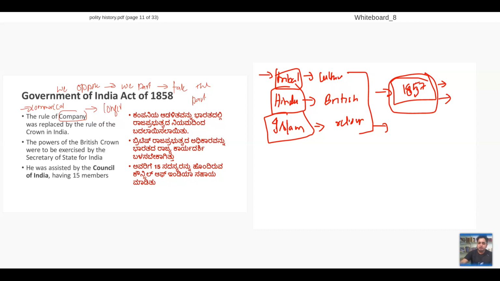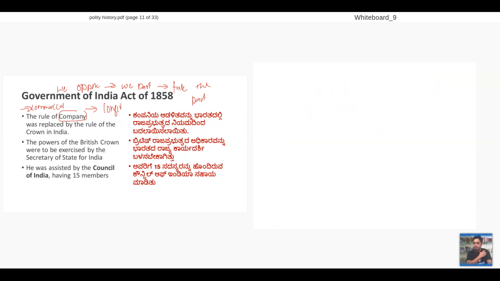See, how was the scenario for British administration in 1858? It was so simple. There was the Secretary of State in Britain. He is a cabinet member, right? Secretary of State is a cabinet member. Cabinet is part of the Council of Ministers. Council of Ministers are under the British Crown. This was the scenario in Britain.